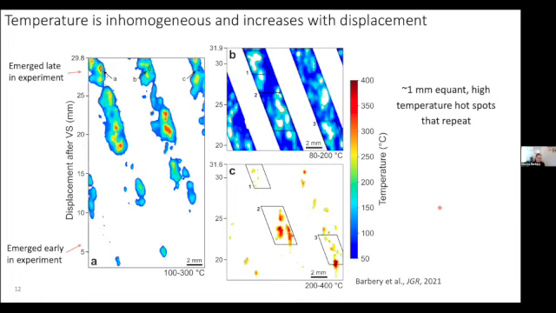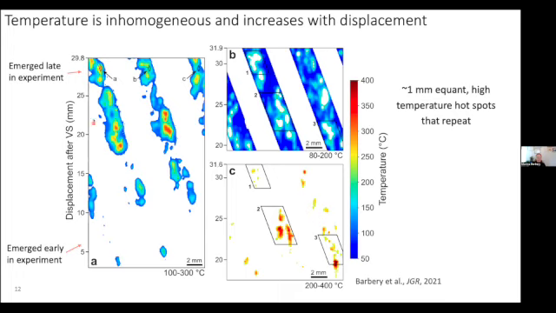The first thing that we notice is that the temperature is quite inhomogeneous across all of our sliding surfaces. It increases as a function of displacement. So when you look at these thermographs, on the left, this axis here is showing displacement after the velocity step. So contacts here at the bottom of the thermographs really represent contacts that emerged early in the experiment. So they experienced fewer total lifetimes and didn't get quite as hot. Whereas contacts at the top of the thermograph were sliding for almost 30 millimeters, the full amount of displacement in the experiment. And so they get hotter.